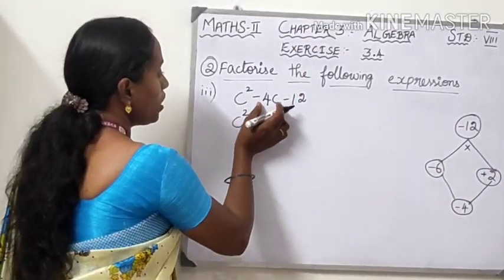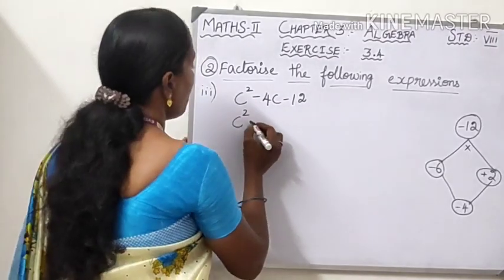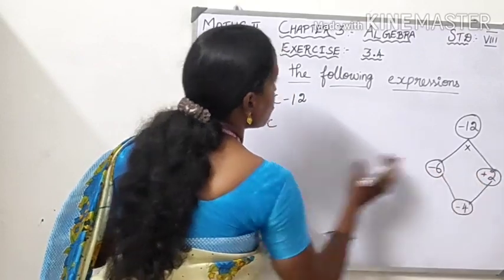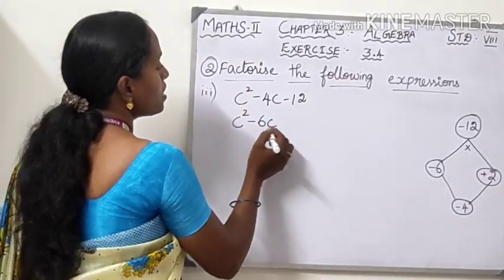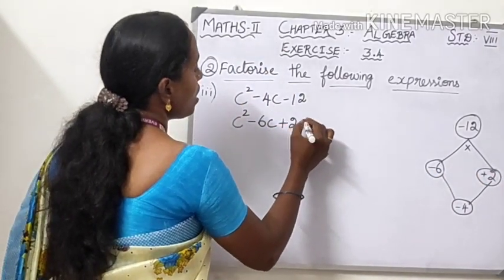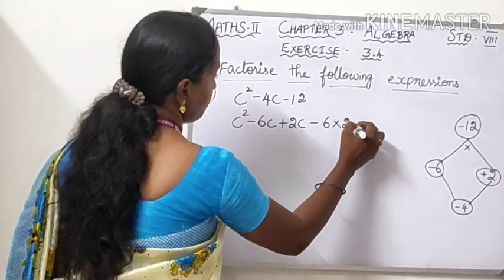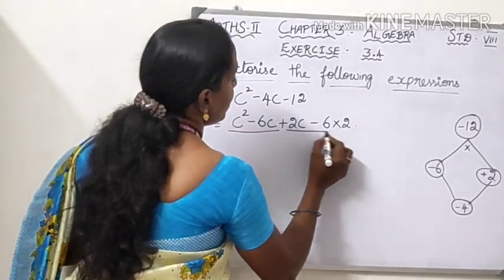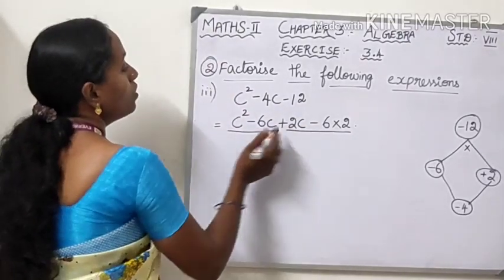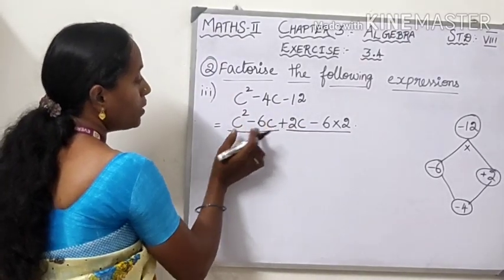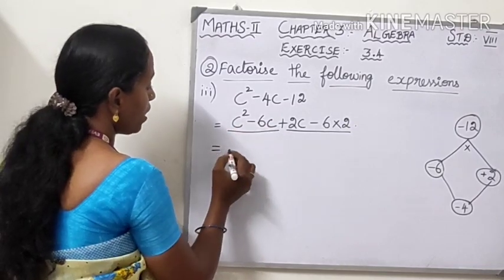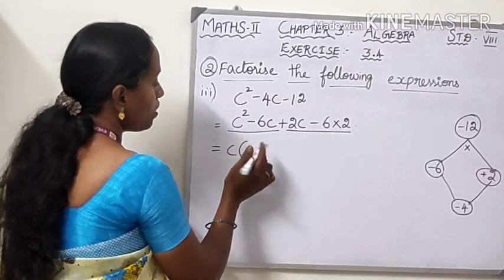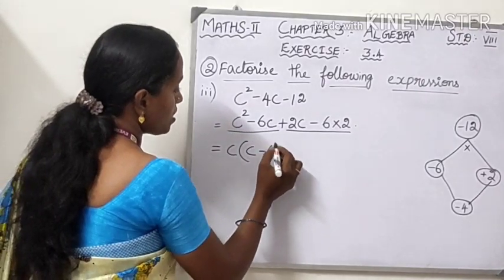We are going to rewrite this middle term as minus 6c plus 2c. We have these two numbers minus 6 and plus 2. So we can write this as minus 6c plus 2c minus 6 into 2. Now combine the first two terms and the remaining last two terms. Now take c as a common term from these two terms. So I can write c as a common term outside the bracket. Now inside the bracket it will be c minus 6.